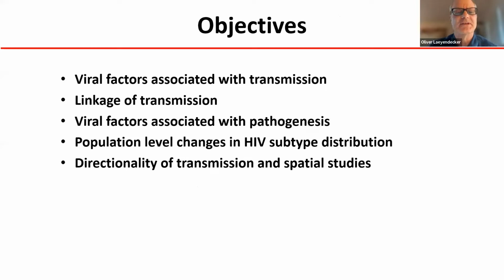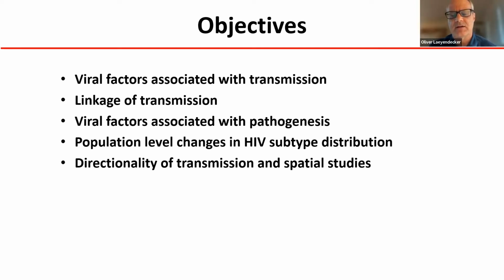Anything to do with transmission is highly dependent on linkage. And what does linkage mean? So how do you establish that? Then viral factors associated with pathogenesis, and then the combination of those for how that affects population level changes, both in HIV subtype distribution, but also how is the virus moving through that population?